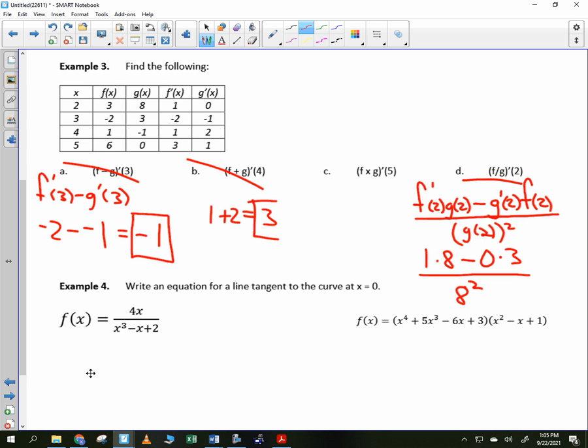I've got 1 times 8 minus 0 times 3. Is that what you got for the top? That gives me 8. And the denominator is 64. So you should come out with 1/8.